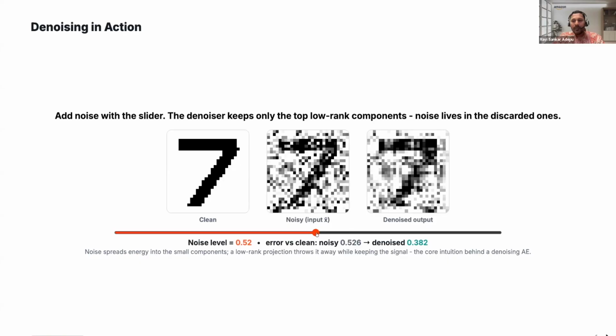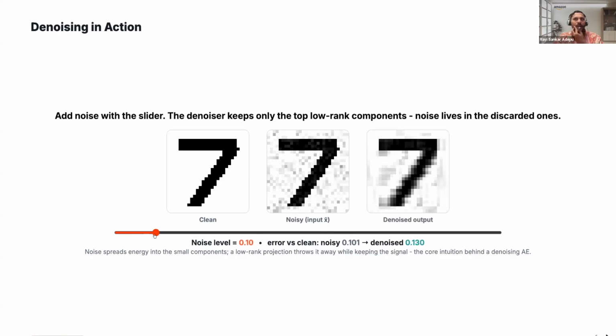So the middle panel turns to static, but what's the right panel? It still recovers a clear digit. Let's look at this. Here I have a noise level of 10 added, but still, if you look at the input versus the denoised, it is still able to recover much of the input image. And let's also look at the two error numbers. The noisy error climbs much faster, but the denoised error stays much lower.